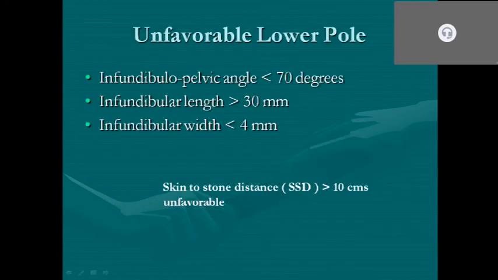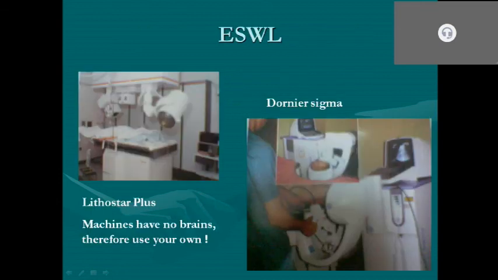Then skin to stone distance, because if the patient is more obese, the shock wave will lose its efficacy. It has to traverse skin, fat, kidney and then reach the stone. So it will lose its efficacy if the patient is very obese. If the skin to stone distance is more than 10 centimeters, then also it is unfavorable for shock wave. So as you can see, this is the shock wave machine.